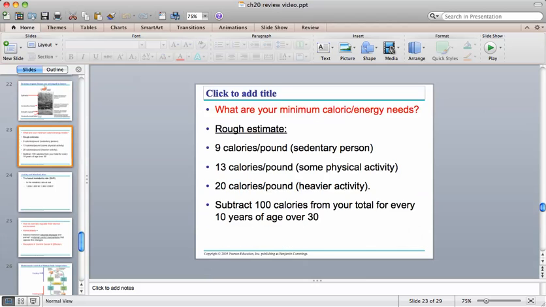Okay. So on to just looking at energy requirements, utilizing your nutrition intake, which we'll talk more about in coming chapters.